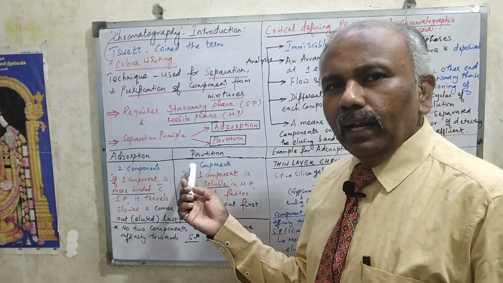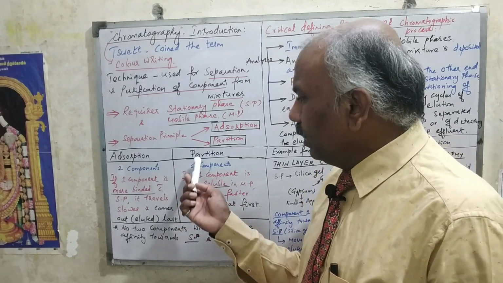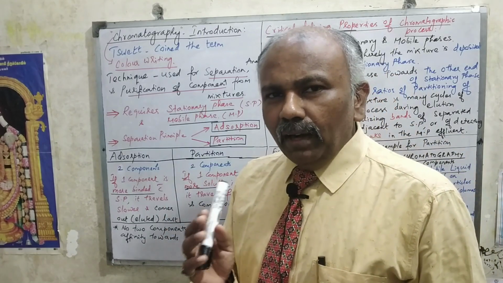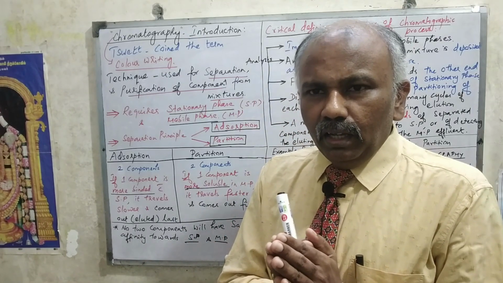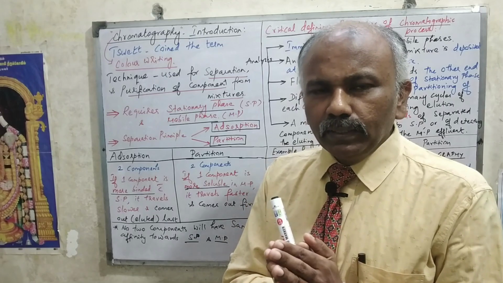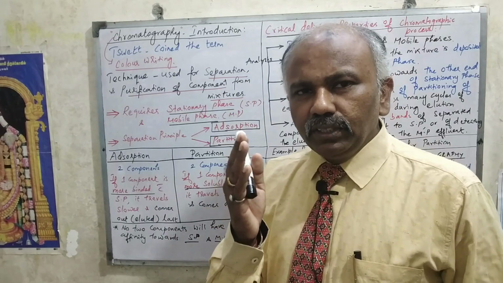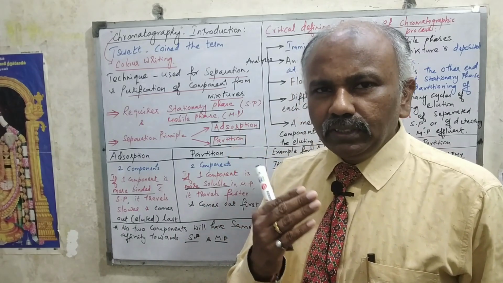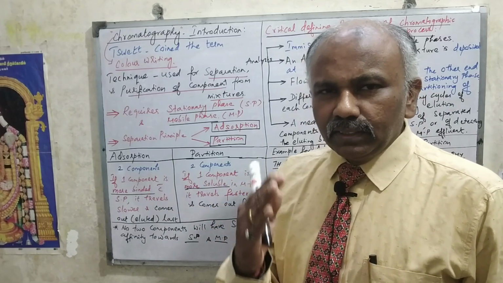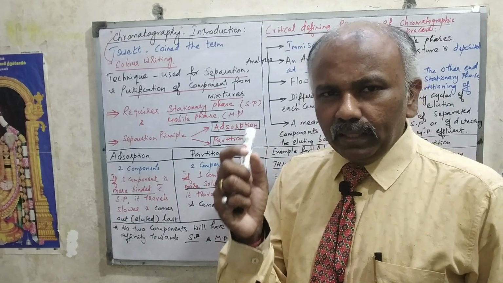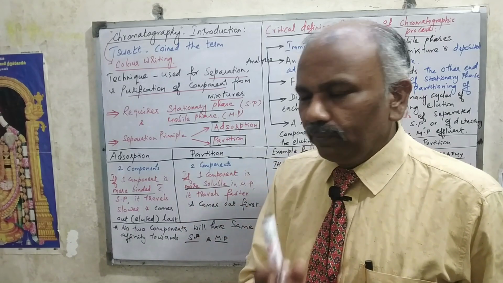Now coming to the other principle, partition, which is another separation principle. What does partition say? Partition means between 2 immiscible solvents, right? If you are separating between 2 immiscible solvents, then we use the phenomenon called partition. So partition is a concentration distribution. It is also defined by the partition coefficient or distribution coefficient, that is, the concentration of the sample in the organic layer divided by the concentration of the sample in the aqueous layer.